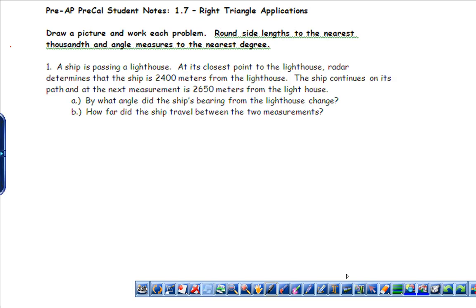This is 1.7 right triangle applications. You do need your calculator for this lesson, so make sure you have that available. It says round lengths to the nearest thousandth, and we're going to be rounding our angle to the nearest degree.